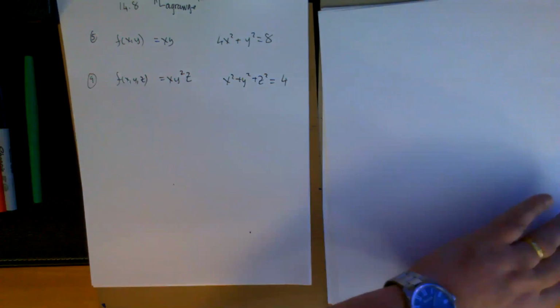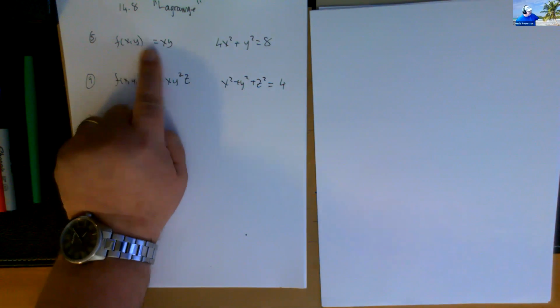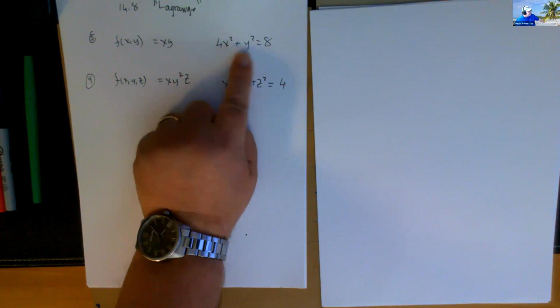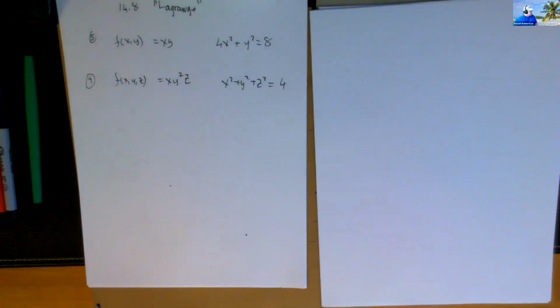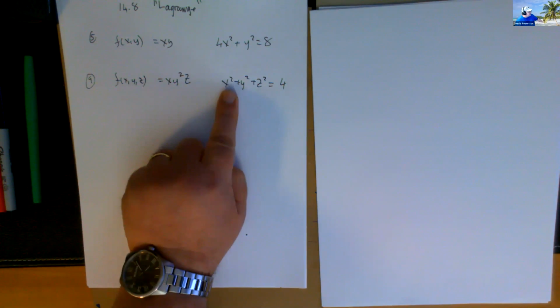Okay. So here are the two examples of Lagrange. You've got some function, in this case just x times y, and you're trying to maximize and minimize it under the constraints that 4x squared plus y squared is 8. And then question 9 is a three-dimensional version of the same thing, where you've got a function x, y squared, z, and it's restricted on this.